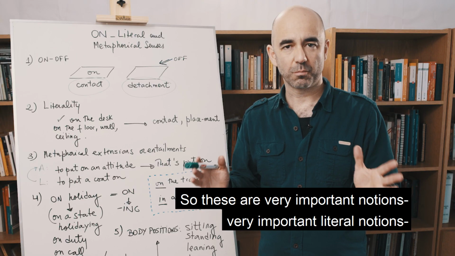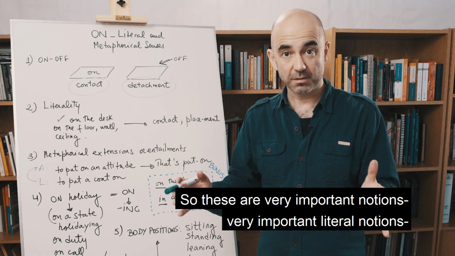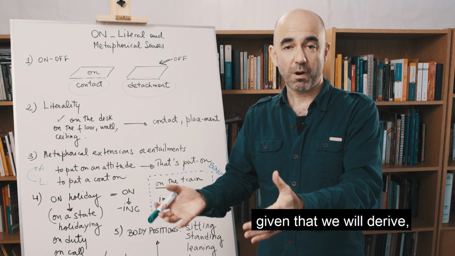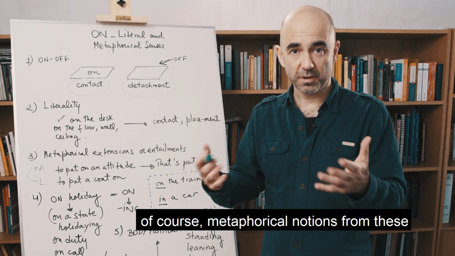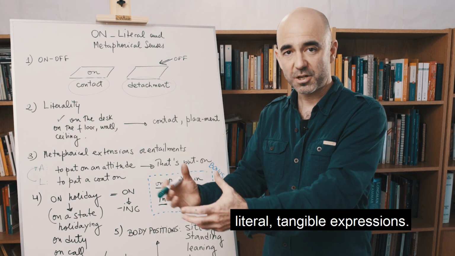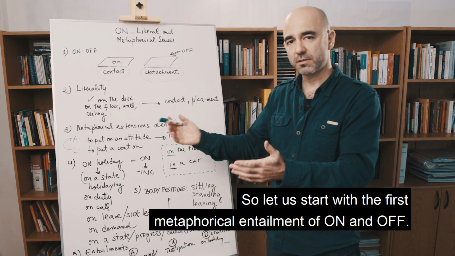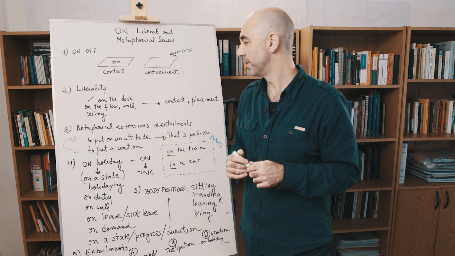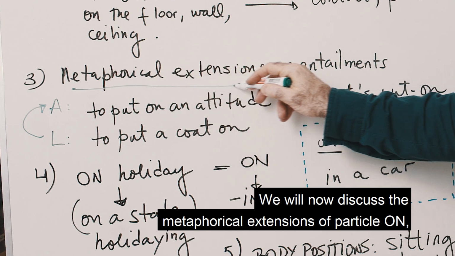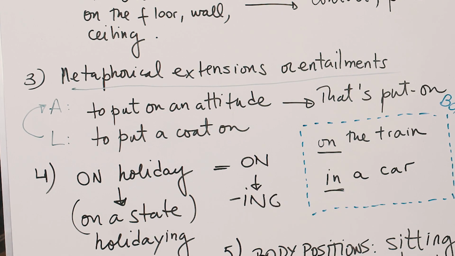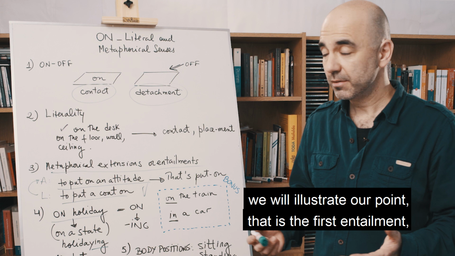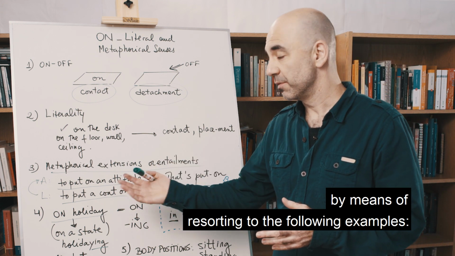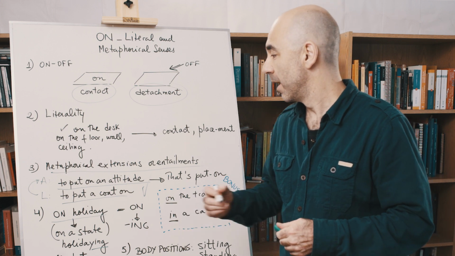So these are very important literal notions, contact and detachment, given that we will derive, of course, metaphorical notions from these literal, tangible expressions. So let us start with the first metaphorical entailment of on and off. We will now discuss the metaphorical extensions of particle on, and we will illustrate our point, that is the first entailment, by resorting to the following examples.